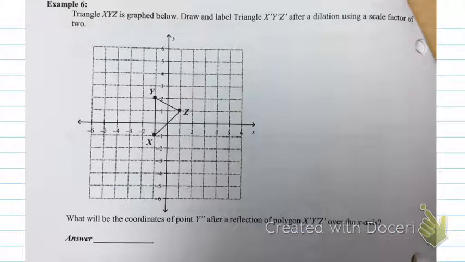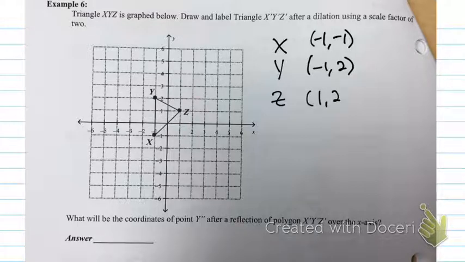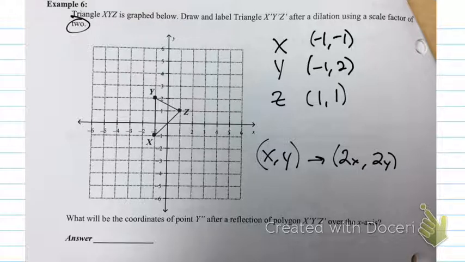Here we go. So we've got x, y, z. Negative 1, negative 1. Negative 1, 2. And 1, 1. Man, I keep writing things that I'm not saying. All right. Dilation scale factor of 2. So writing my rule, what's going to happen to x, y? 2x, 2y. So x prime, y prime, z prime. So everything's times 2.